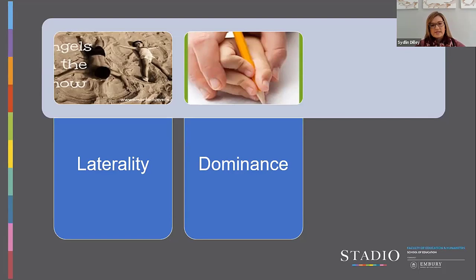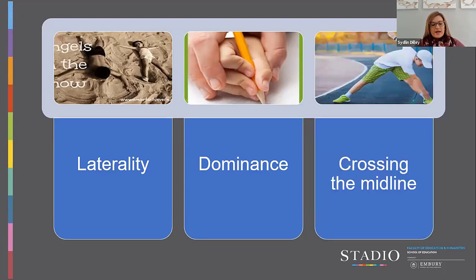Our third skill here is crossing the midline. Now, just as we explained, you have that imaginary midline running from the top of your body to the bottom of your body, and crossing the midline has to do with the ability to cross this imaginary line from one side of your body to the other. So, for example, you could touch your left foot with your right hand.